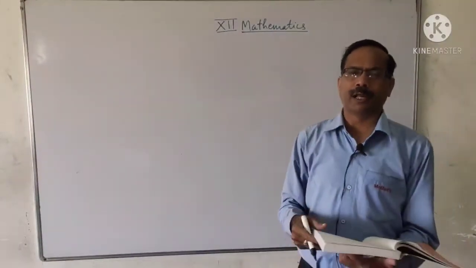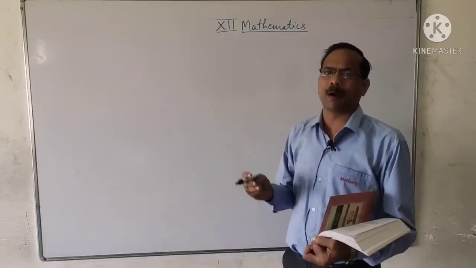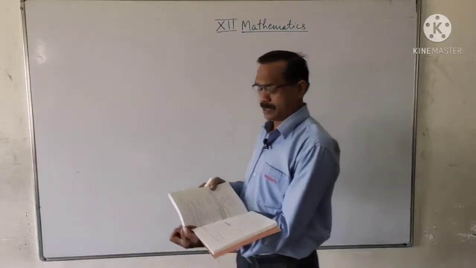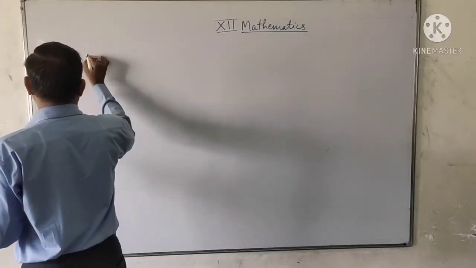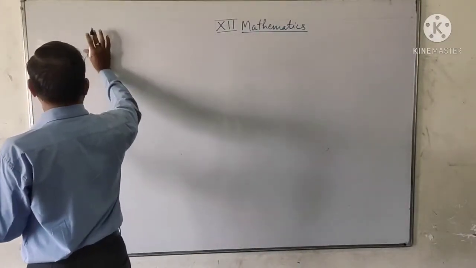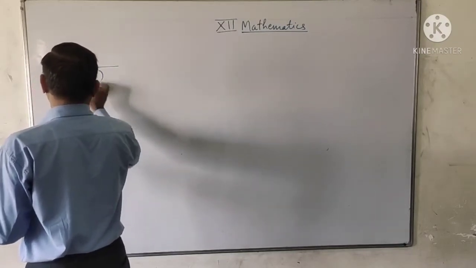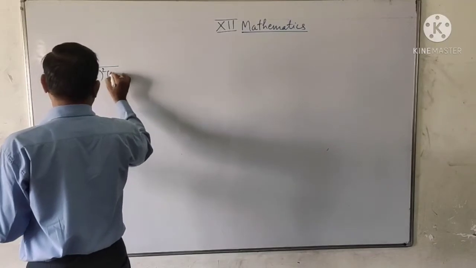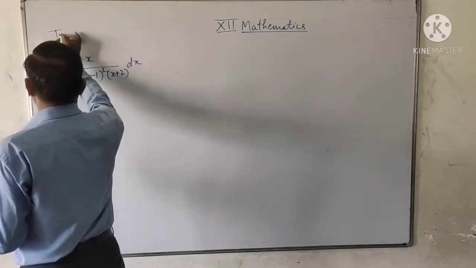Good morning, students. Today we will learn the third type of the partial fraction. See the question here. Integration of the form x upon (x minus 1) whole square into (x plus 2) dx. It is type 3.